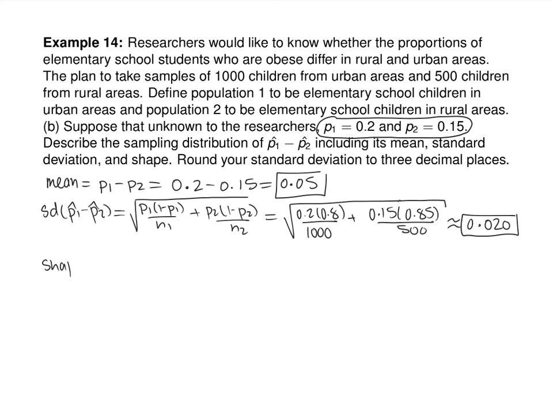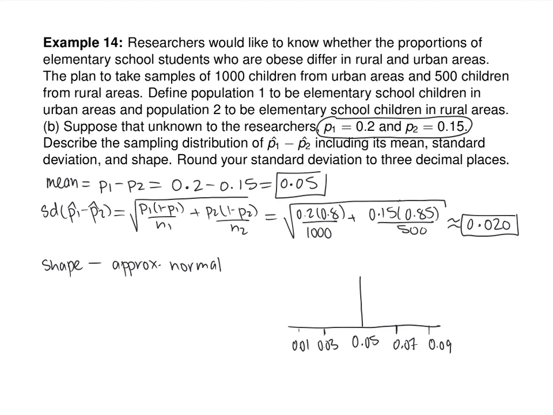And then the shape, this is going to be approximately normal. And here's what it would look like. The mean is at 0.05, one standard deviation away, 0.07, one below, 0.03. One more up, 0.09, one more down, 0.01. And most of your data, if you were going to do this, you'd find those differences are in between these values.